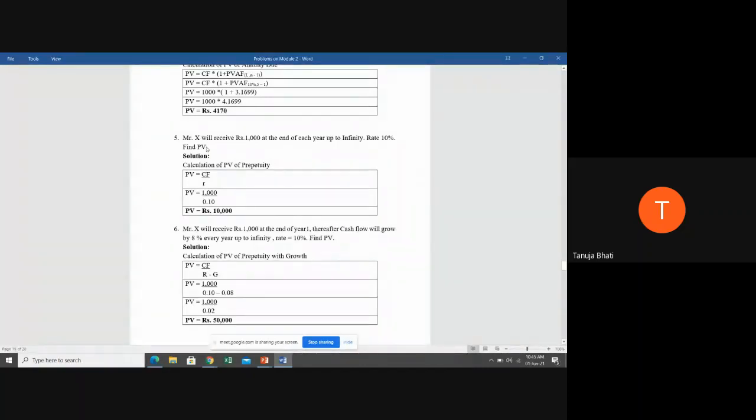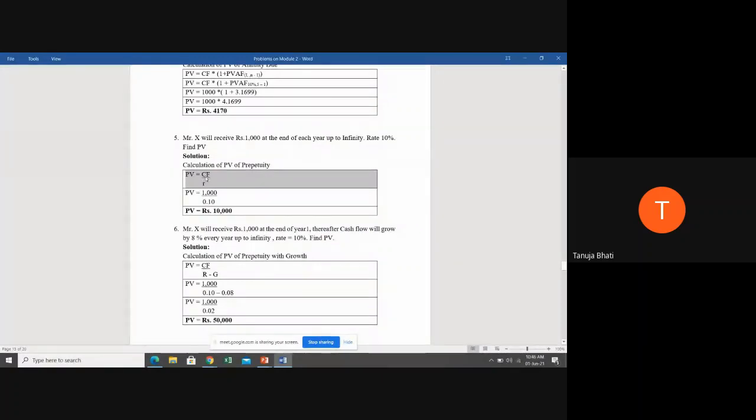What is the meaning of perpetuity? A series of equal cash flow for infinite time. So obviously this falls under the infinite series category, periodic payments. Very good. So what is the formula to calculate the present value of a perpetuity?